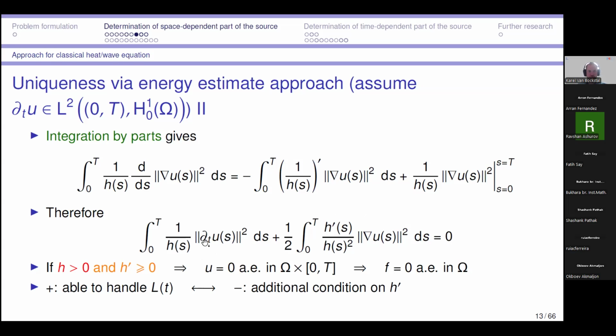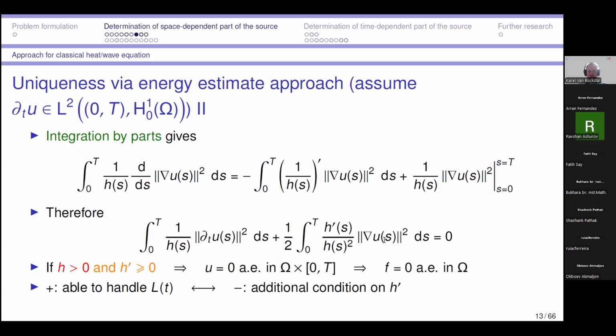So h is strictly positive, and initial data is equal to 0. We get that the time derivative of u is almost everywhere 0, so also u is almost everywhere equal to 0. Then from the weak formulation of the PDE, you can deduce that f is equal to 0 almost everywhere in omega.